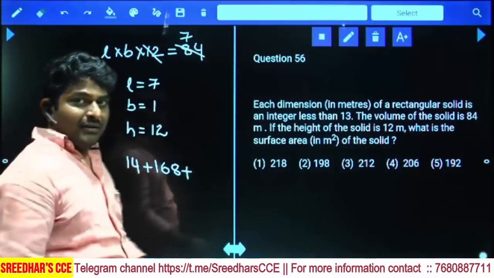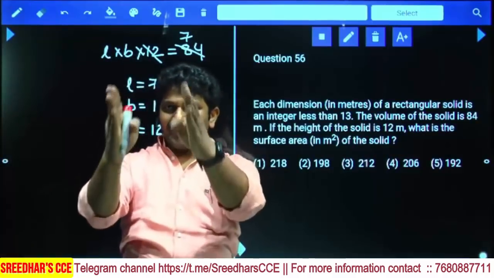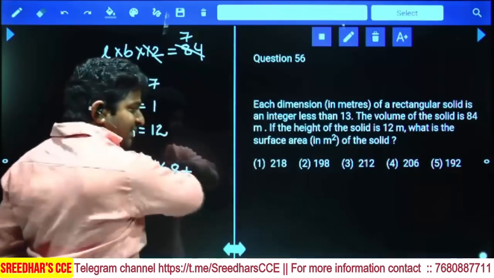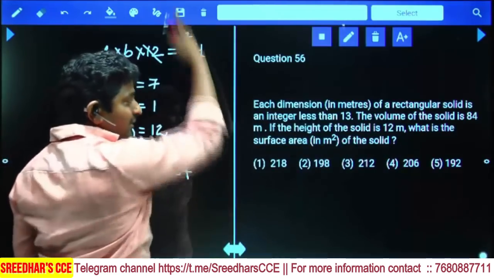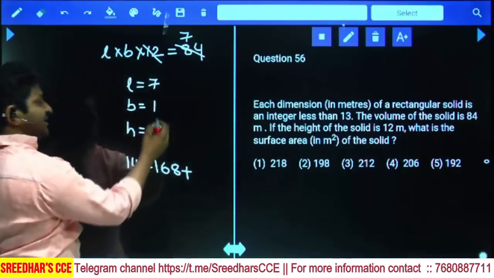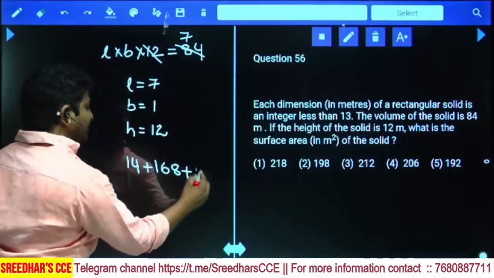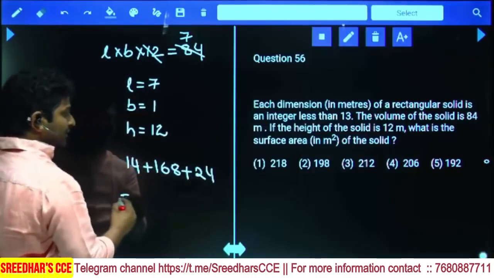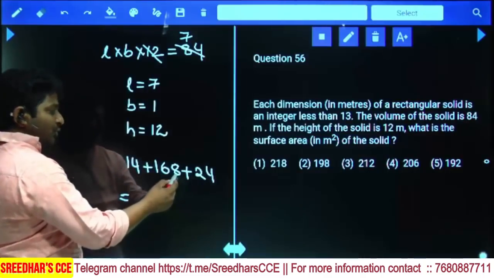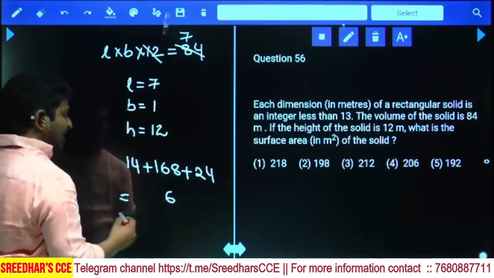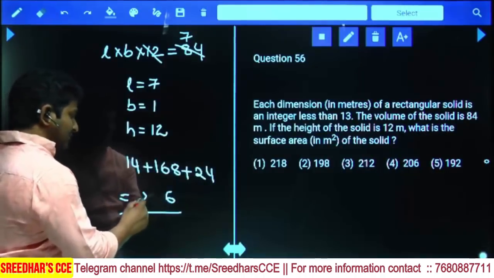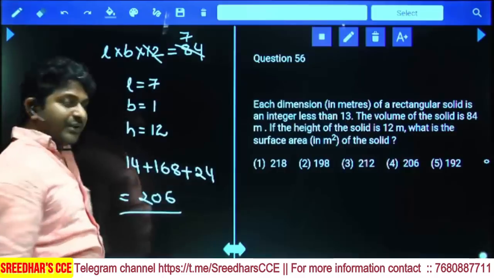And then your front wall area and back wall area. This is equal to breadth and this is equal to height. So BH and opposite also we have BH. BH means 12, 12 plus 12, that is equal to 24. Now, this is the entire value: 14 plus 168 plus 24. 4 plus 8, 12. 2 plus 4, 6. The answer should end with 6. There is only one option, 206, final answer.